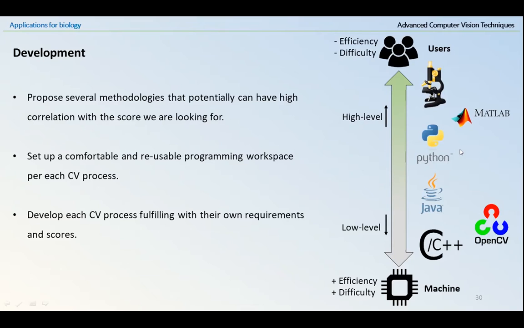If you don't have that time restriction and you need to use complicated algorithms, then you can use high-level languages, high-level software that usually brings a lot of different tools for computer vision. But at the end, you can have different computer vision processes coded by using different abstraction levels.